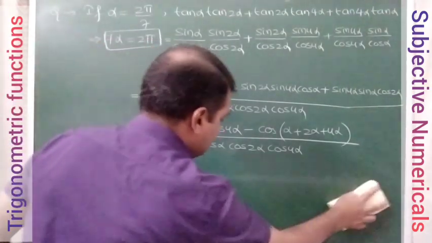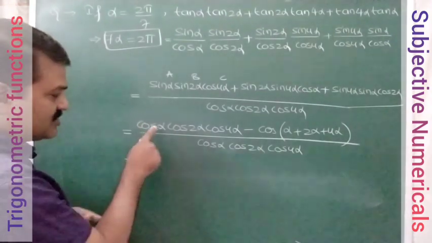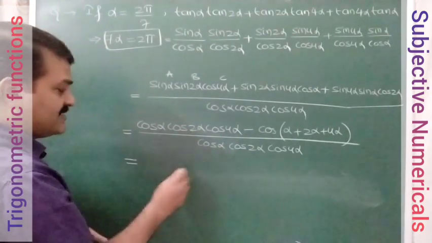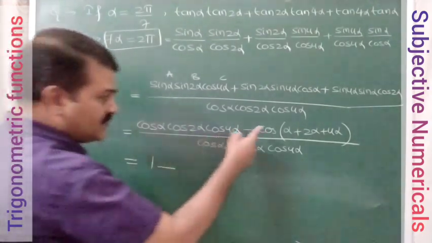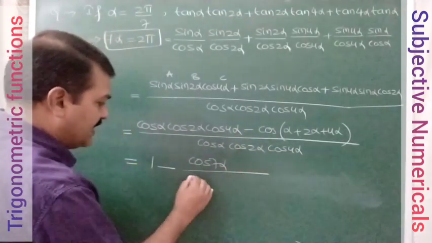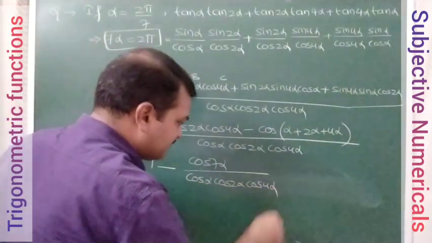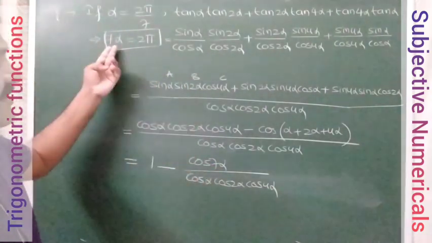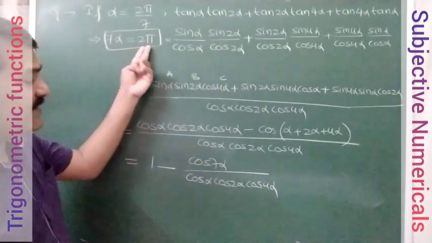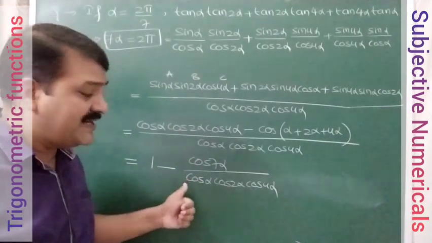Now I'm going to rub this. So if we separate the terms, cos alpha, cos 2 alpha, cos 4 alpha divided by the denominator, both will be cancelled. So 1 minus, what is this? Cos 7 alpha by the denominator cos alpha, cos 2 alpha, cos 4 alpha. We know what 7 alpha is, already we have written here. So cos 7 alpha is nothing but cos 2 pi. What is cos 2 pi? 1. So this is 1. Okay. Now the denominator we have to find.